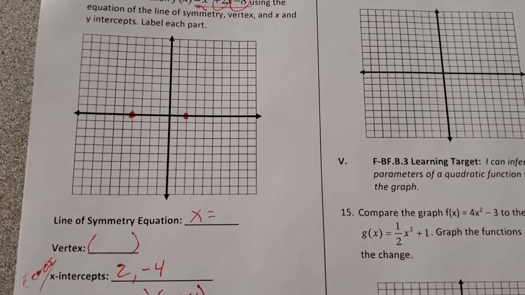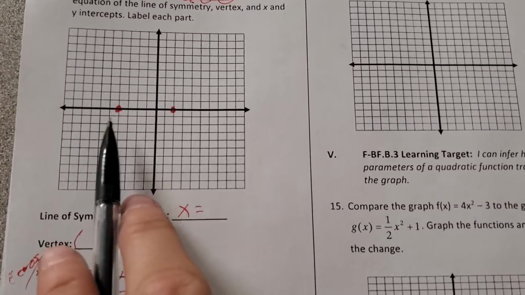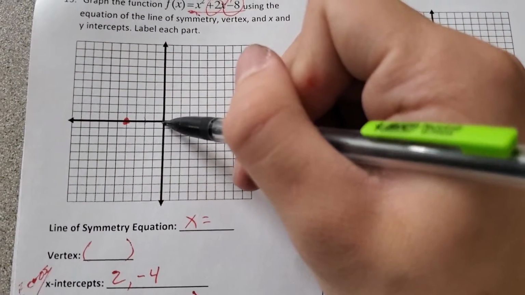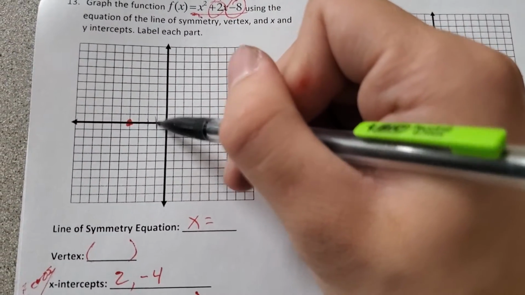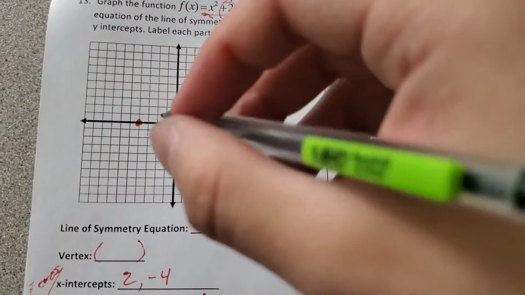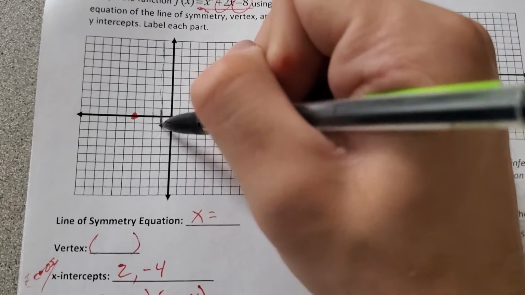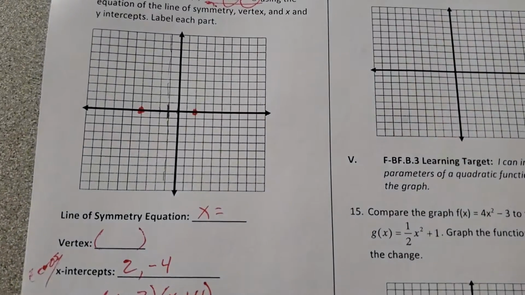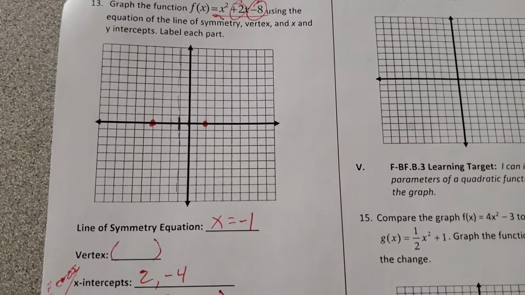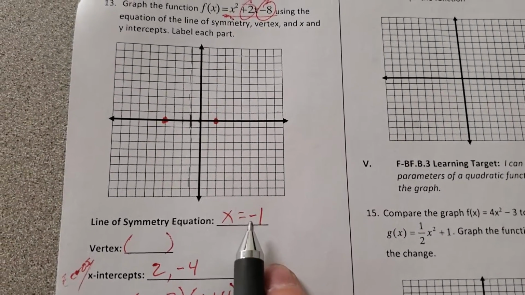It's asking me for the line of symmetry. Let's look for the line that's in between these 2 points. So if I go 2 here and then 2 here and then 1 and then 1, there you go. That's a point in between. That means that my line of symmetry is here at x equals -1.